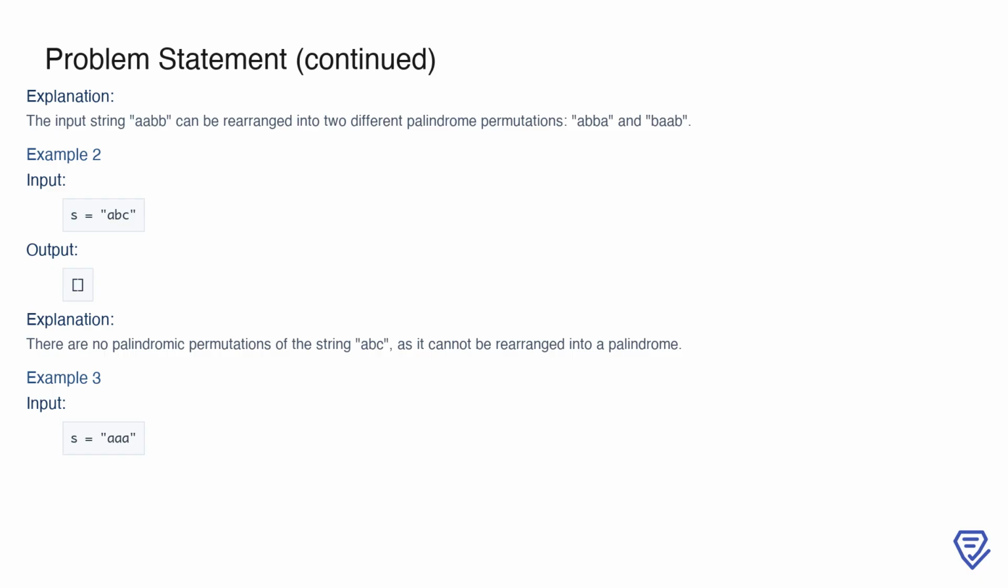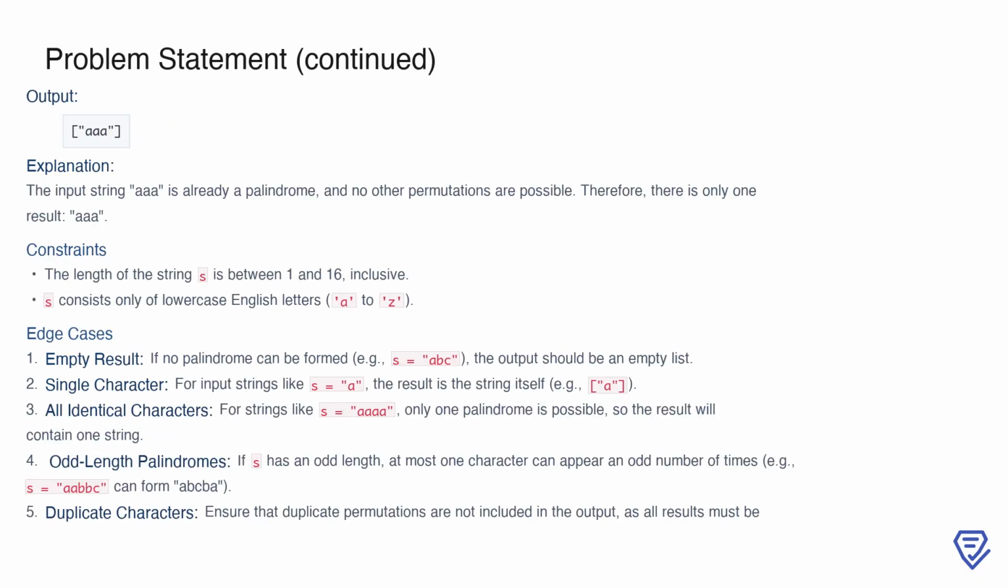Now consider a case like aaa. Here, the string aaa is already a palindrome. Since all the characters are the same, there's no other way to rearrange them into a different palindrome. Therefore, the output for this input is just aaa. In summary, the key is to determine if a palindrome is possible, and if so, generate all unique permutations of it. To help clarify further, let's go over the constraints and edge cases.